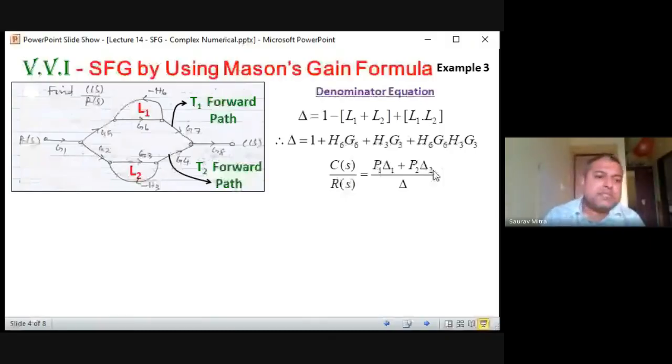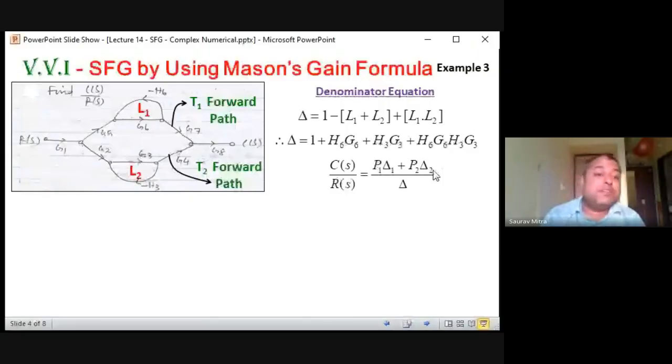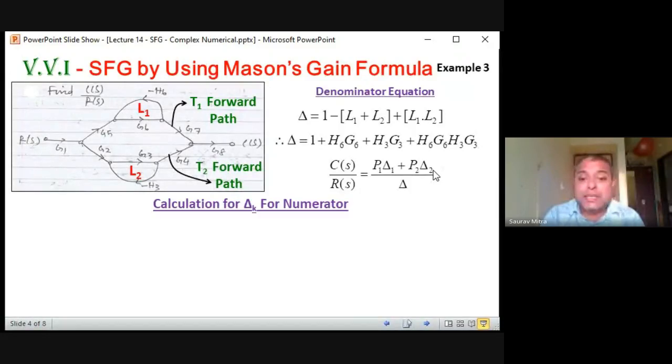So the next job is to find delta 1 and delta 2. Why are there two deltas? Because there are two forward paths in this numerical. That's why there will be two deltas. Sometimes we find one forward path is touching all the loops, so in that case all the deltas will be equal to 1. But in this case we find that T1 is not touching loop L2. That means in delta 1 there will come a term of L2, and we find that this L2 is for the path T2. So the T2 path is not touching L1. That means in delta 2 there will come a term of L1.